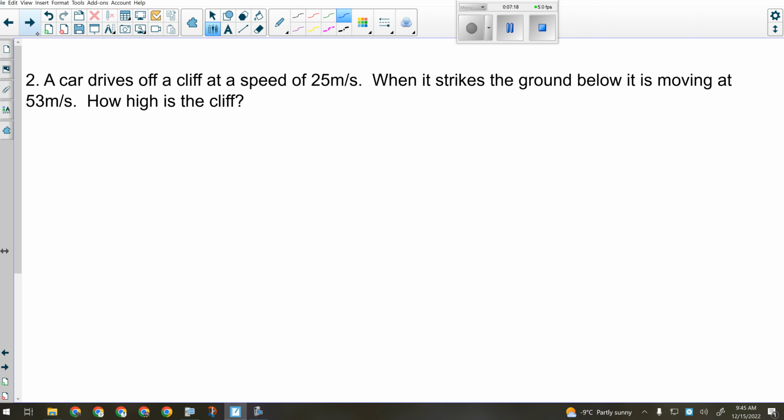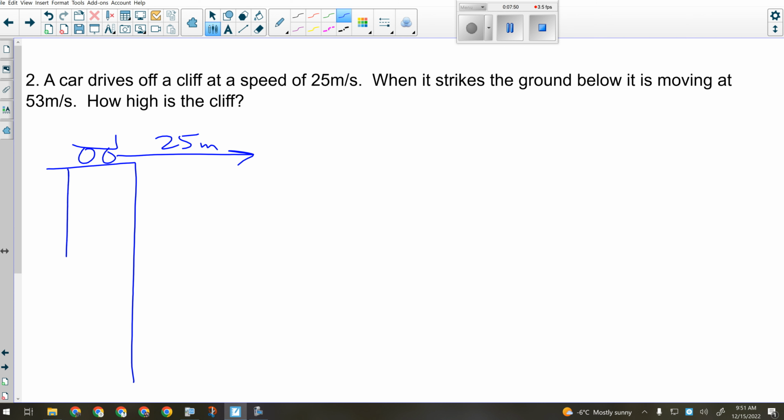Okay, so this one's just a little bit different. Actually, a little less math than the last one. All right, so we've got our cliff and our car. We're going to drive off the cliff. Don't ask me why. Doesn't seem like a good idea. Okay, 25 meters per second, and we are looking for the height of the cliff.